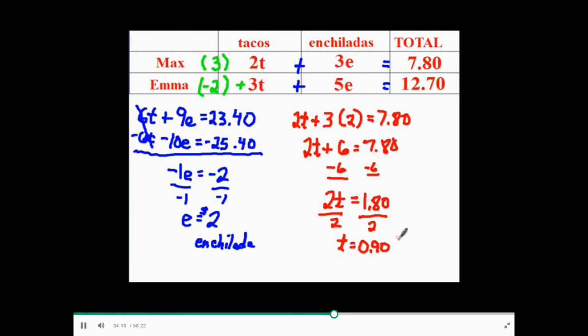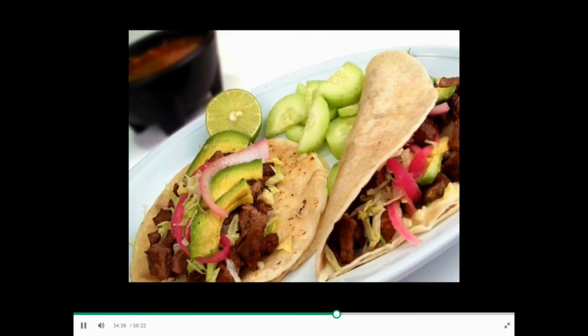Okay, could this answer possibly make sense? I have a decimal here, so that always makes me worried, right? So 90 cents, going back up here to what t is going to be, the cost for a taco. So it makes sense that 0.90 is the cost for a taco? Yes, indeed it does, because that just means that tacos are 90 cents.